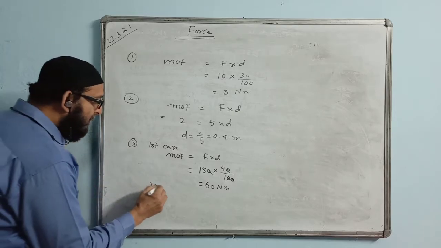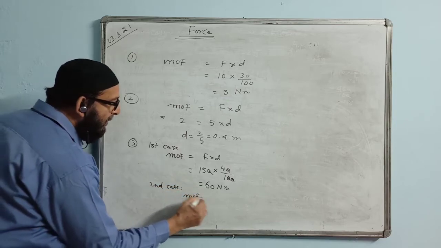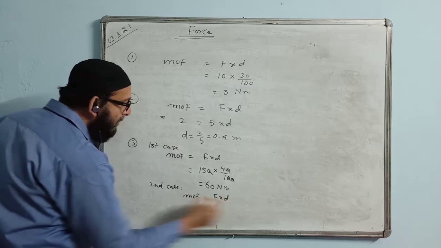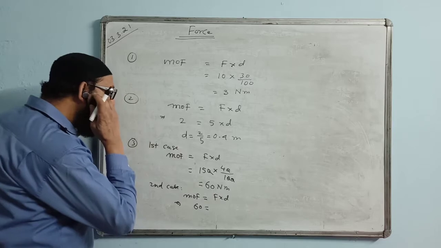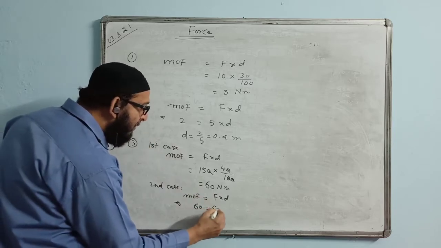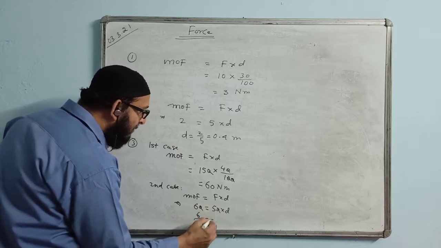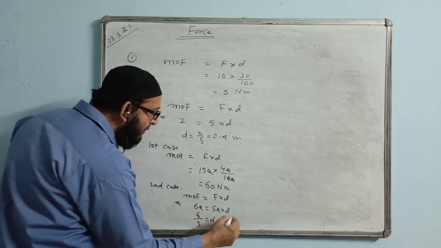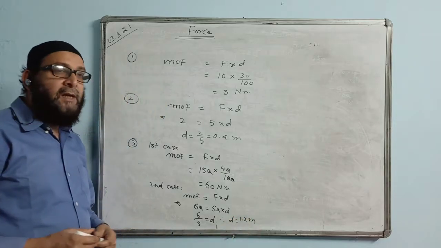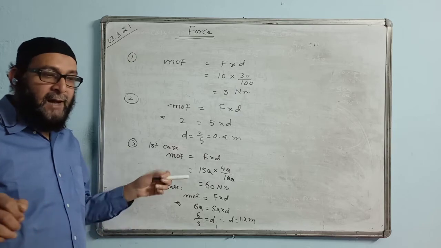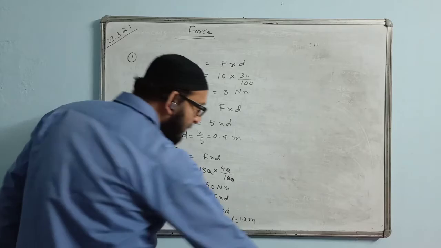Now the second case, he is turning the same nut but in a different way. The moment of force formula again becomes F into D. Moment of force value will be the same, 60. Force given is now 50 Newton into D. Cancel, cancel. 6 by 5 is the value of D. Divide 6 by 5, the answer will come 1.2 meters. That is, the length of the handle of the lever should be 1.2 meters. Okay.